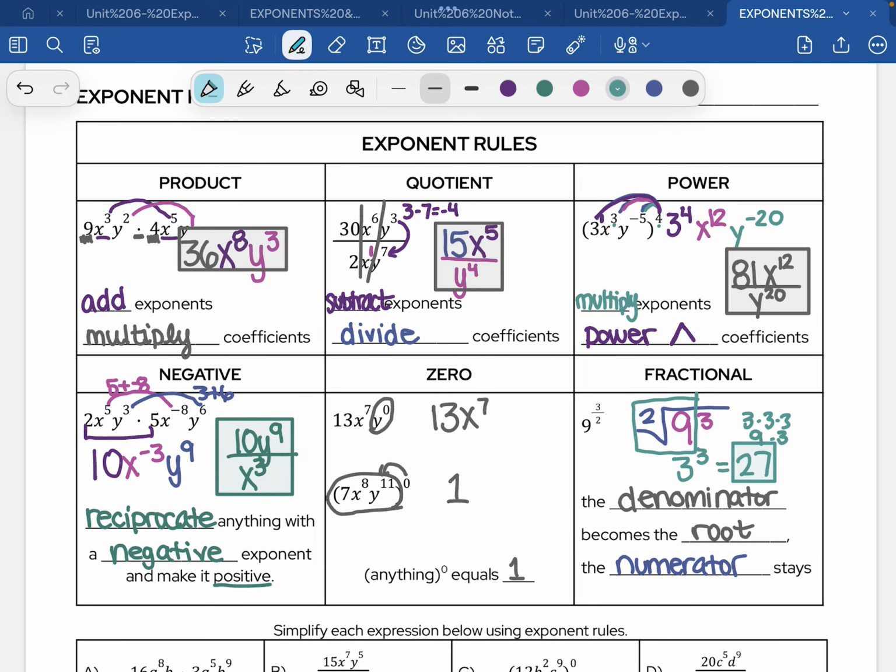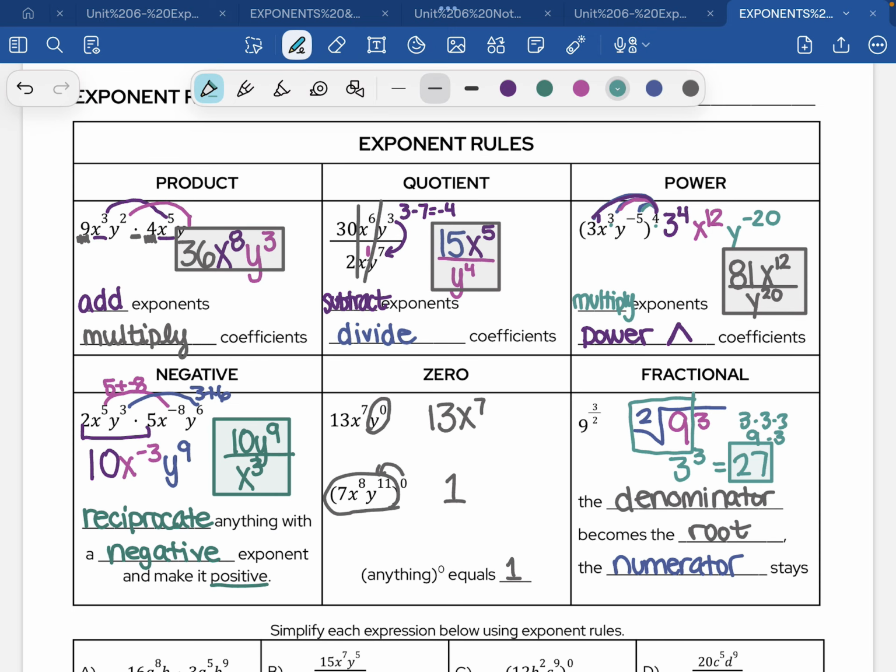Okay, those are your 6 exponent rules. As you work through the bottom problems, look for which one of those you're using. Some of them are going to be negative, product, quotient, power, and then if you get a fractional one, go back to this example.